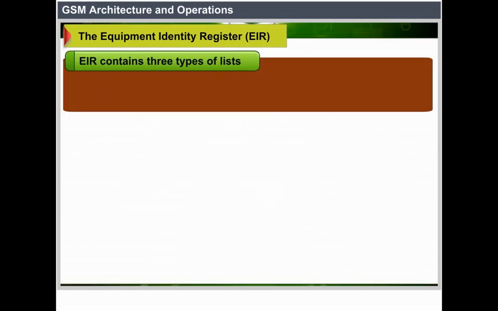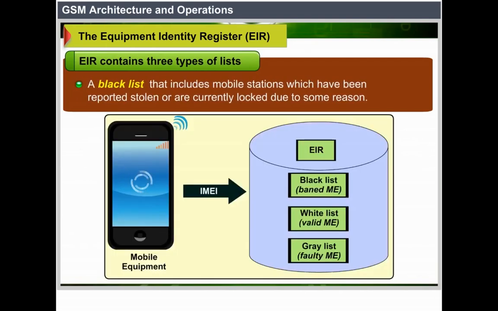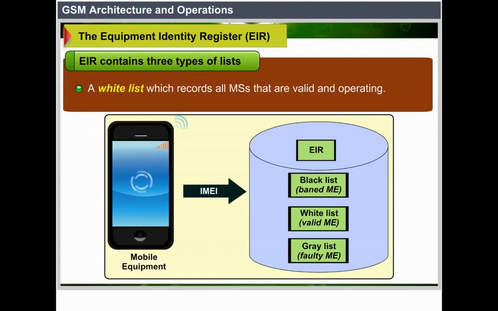EIR contains three types of lists: a black list that includes mobile stations which have been reported stolen or are currently barred for some reason; a white list which records all MSs that are valid and operating; and a grey list including all those MSs that may not be functioning properly.